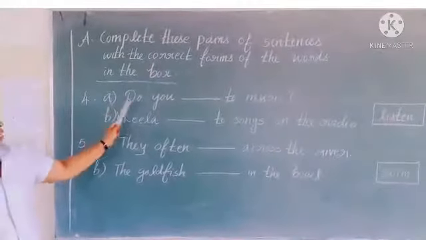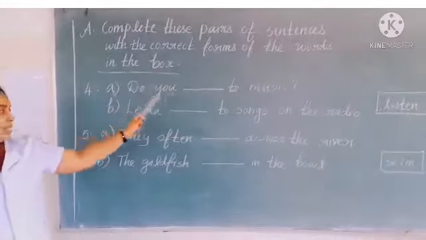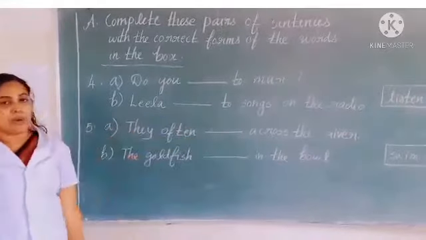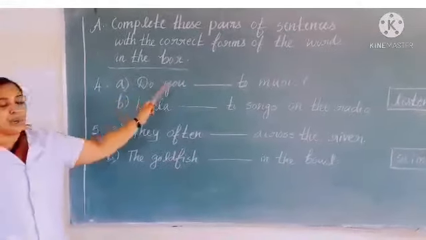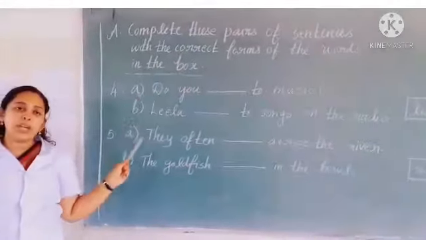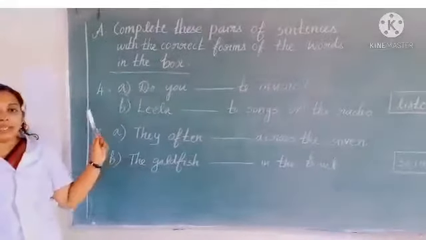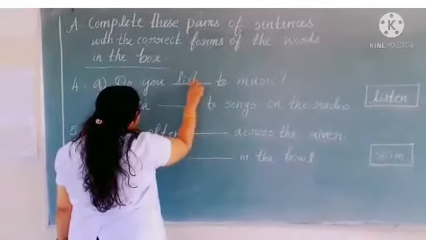Fourth one, A, do you dash to music? B, Leela dash to songs on the radio. Here the given word is listen. A, do you, which is a noun here? Yes, you is a noun, you is plural noun. So we do not add s with the verb. We can write only the verb. So that is listen, L-I-S-T-E-N.